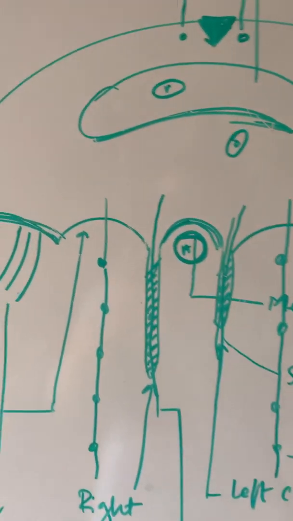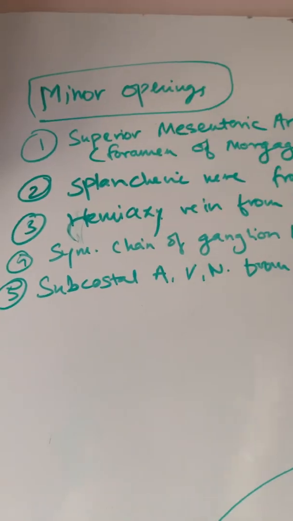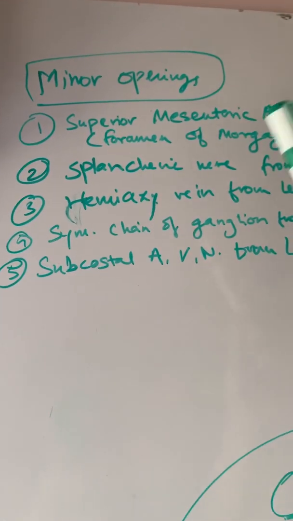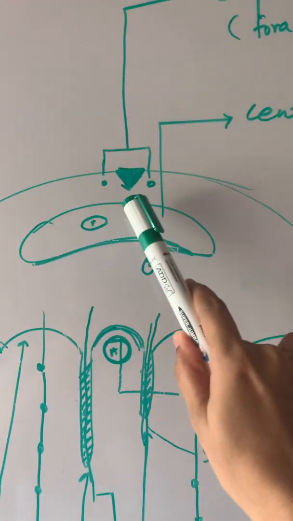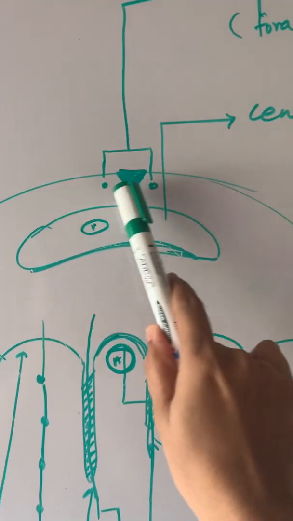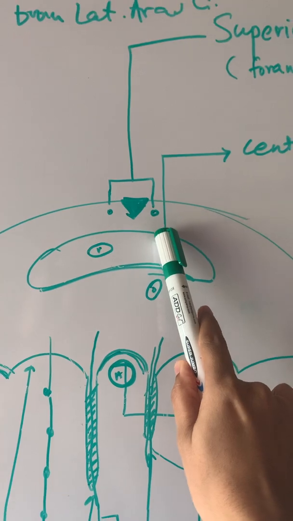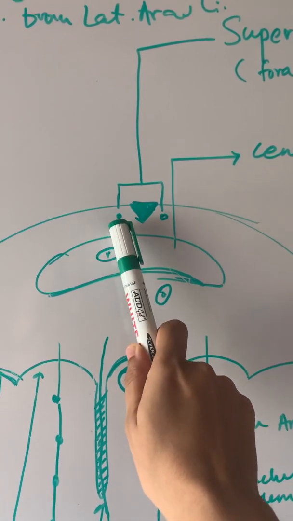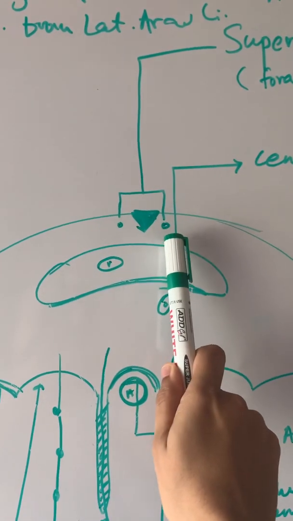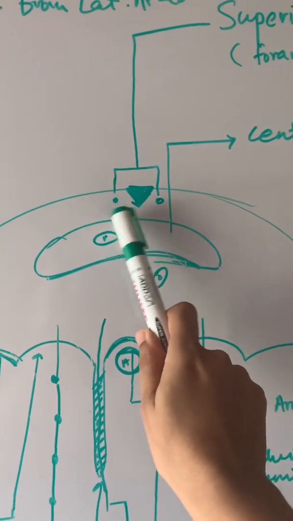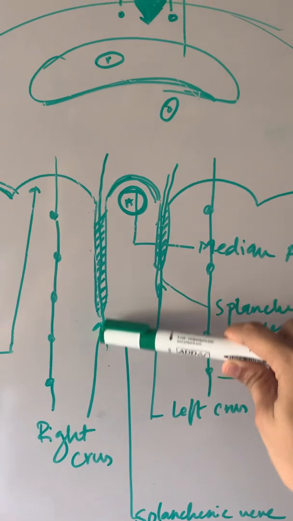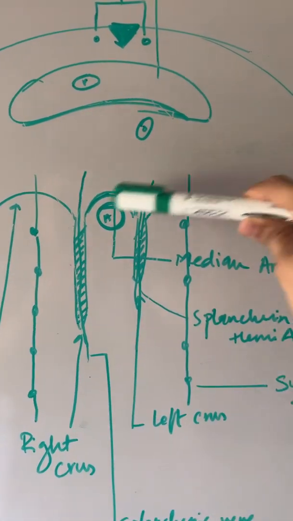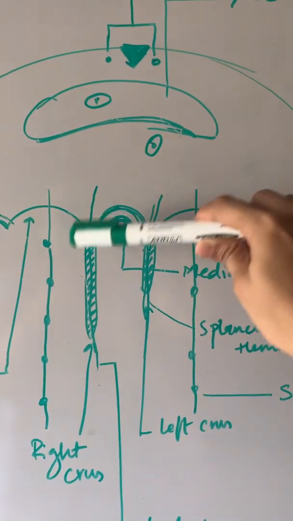So now let's discuss its minor openings. There are five openings. There are names also for one. So this is the xiphoid process, and these two are the superior mesenteric artery. Remember, superior. And these are called the foramen of Morgagni. Okay, foramen of Morgagni. Now next, the nerve passing from the right crus is the splanchnic nerve, and the splanchnic nerve passes from both the right and left crus.